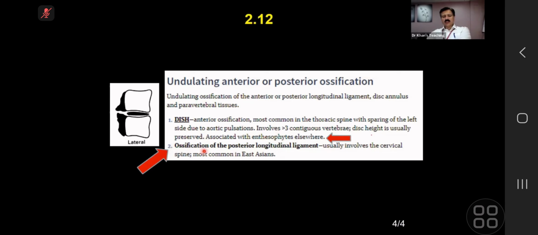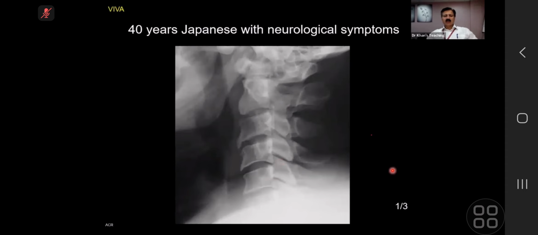There is another ossification, which is ossification of the posterior longitudinal ligament. And this has come in the exam, so I warn you. This is a classical example of the eye sees what the mind knows. What is written here: it usually involves the cervical spine, most common in East Asians. Most studies came out from Japan initially, but later on people realized that it is more prevalent, not just in Japan. Okay, so with this background, over to you.